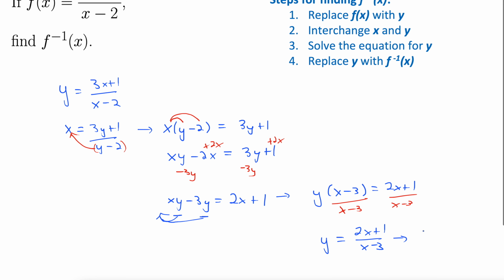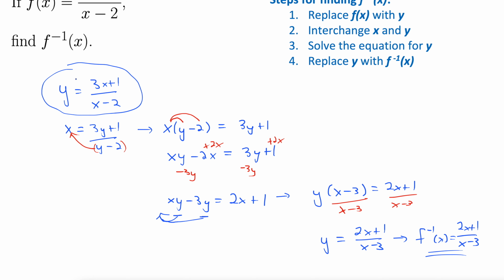Finally, we write that as the inverse function. So f inverse of x is simply (2x plus 1) over (x minus 3). So there's a lot of variations on this same kind of problem that we started with here. But if you take the same approach of distributing the x through and then getting everything with a y on it on one side and then factoring that y back out, it'll lead you to the correct answer with these types of problems.